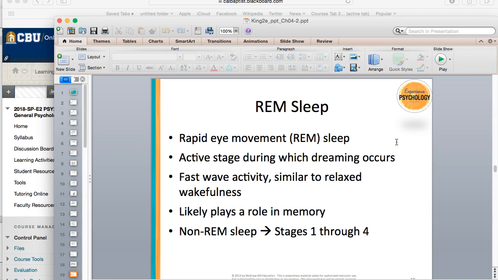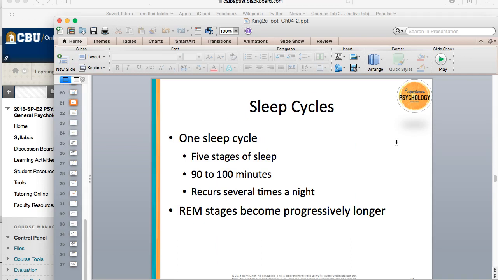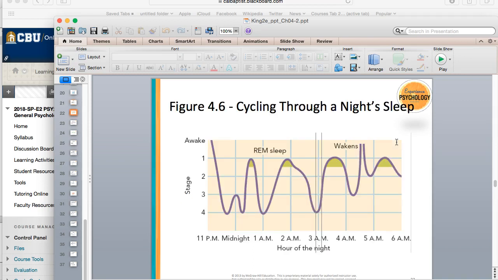So active stages during which dreaming occurs, fast wave activity similar to relaxed wakefulness, likely plays a role in memory. Non-REM sleep, stages 1 through 4. Sleep cycles. So one sleep cycle, 5 stages of sleep. It's 90 to 100 minutes. It recurs several times a night. REM stages become progressively longer. So that's how your sleep cycles are monitored.